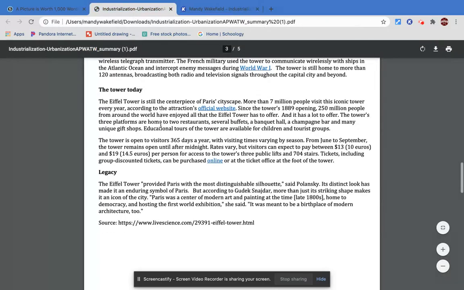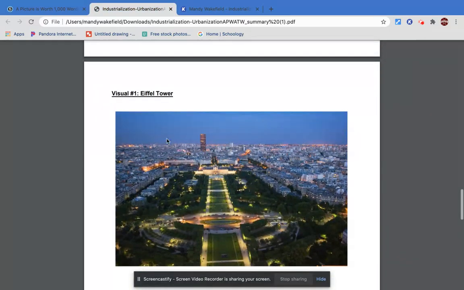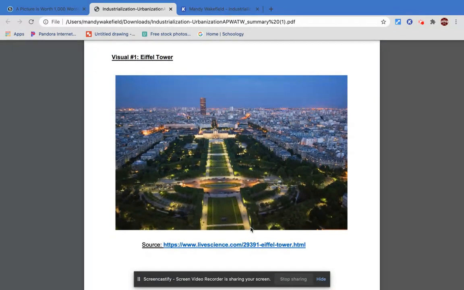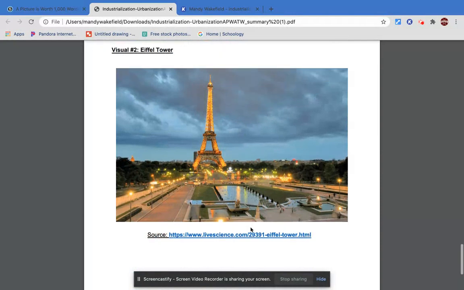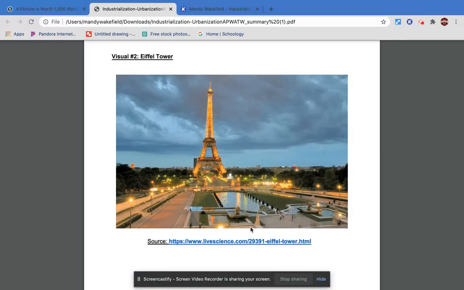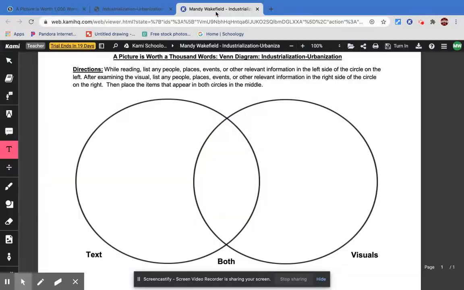Then you have two pictures that you need to look at of the Eiffel Tower. One picture, the first picture, is actually a view from the top of the Eiffel Tower looking out over the city of Paris. And then the other one is a view from the ground looking at the Eiffel Tower at night. Okay, so you would do the same thing as you're looking at those two pictures. You would put any people, places, events, or any other relevant information on the right-hand side here.